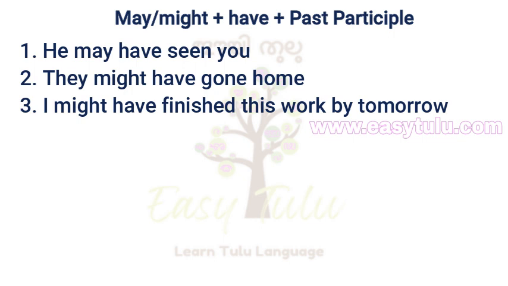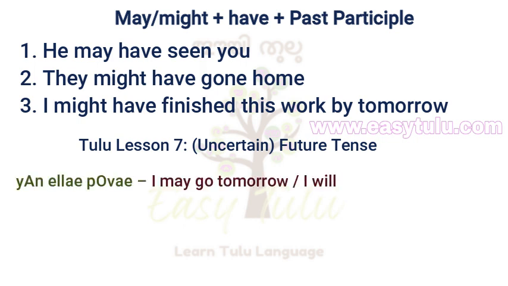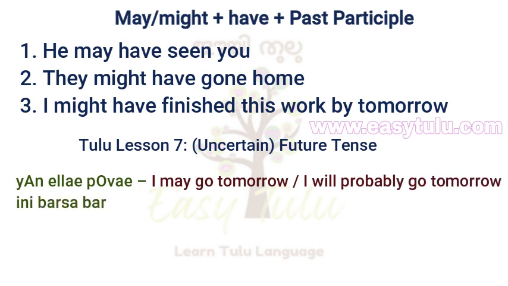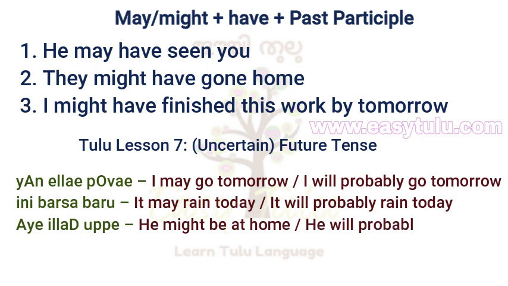First, let us see how to translate the word may into Tulu. In Tulu, there is no separate word for may. Instead, we use uncertain future tense to express possibility or uncertainty, which we have learned in lesson number 7. For example, Yan Yellapove, I may go tomorrow, or I will probably go tomorrow. Ini Barsa Baru, it may rain today, or it will probably rain today. Aye Illad Uppe, he might be at home, or he will probably be at home.